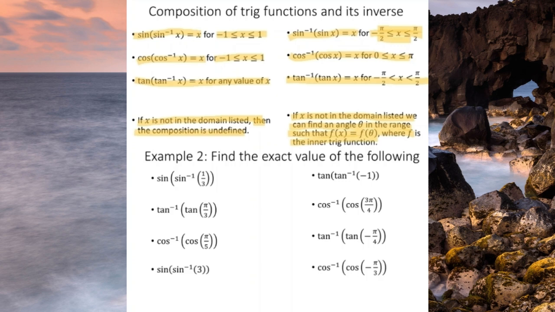This would be working with reference angles and coterminal angles to help us find a different angle that'll still give us the same trig function value. Now to find the exact value of sine inverse of 1/3.